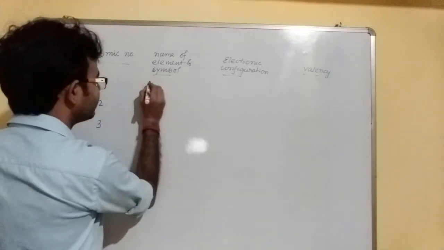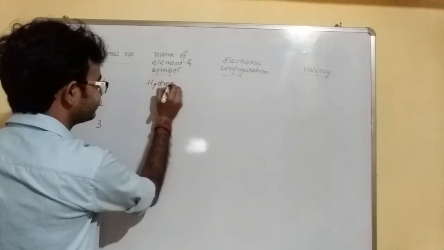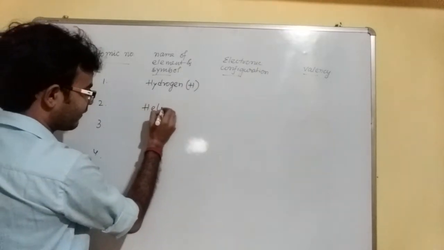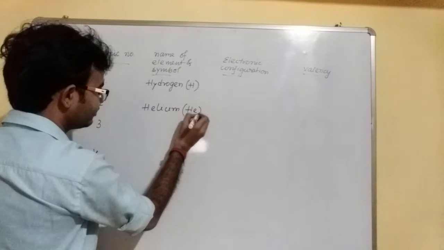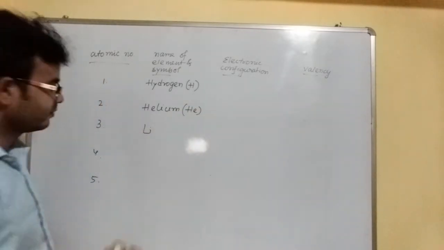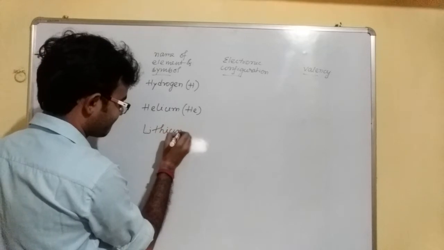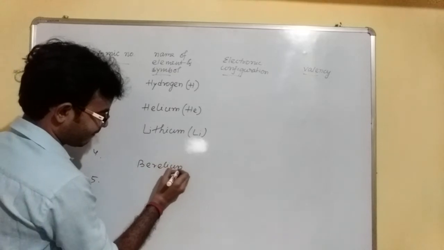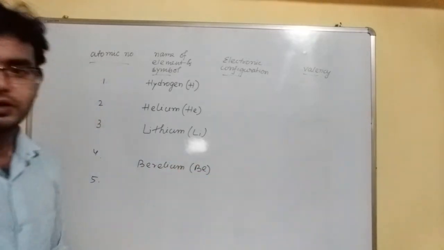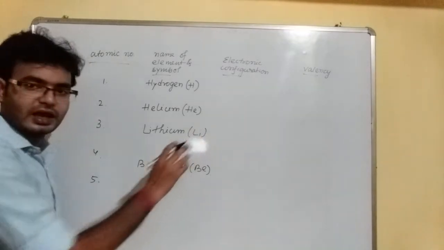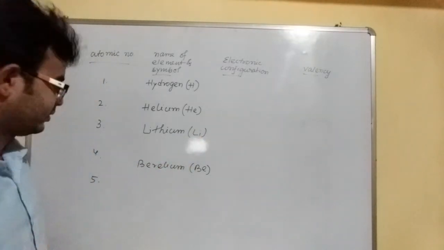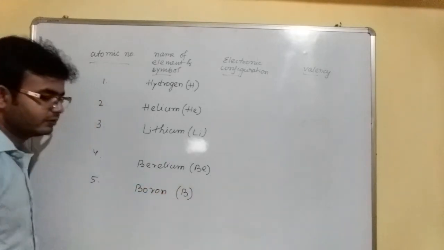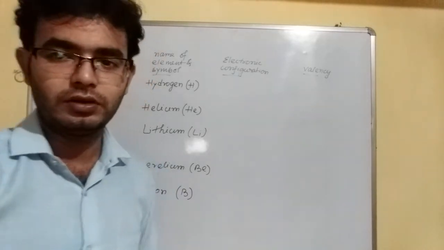So atomic number 1, the name of the element is hydrogen, having the symbol H. Number 2 is helium, symbol He. Number 3 is lithium, Li. Number 4 is beryllium, symbol Be, capital B small e. Lithium is written Li, capital L small i. Number 5 is boron, having the symbol B.